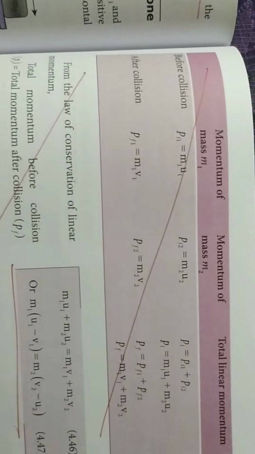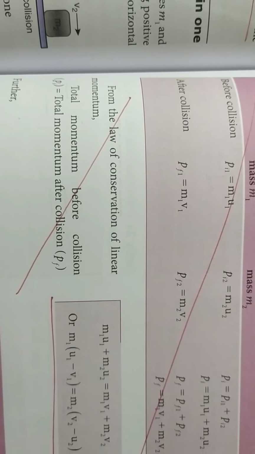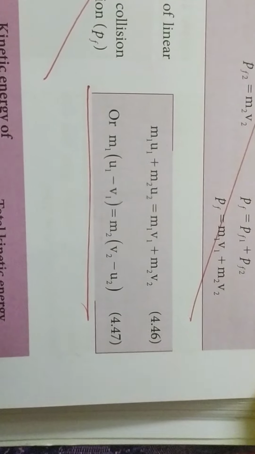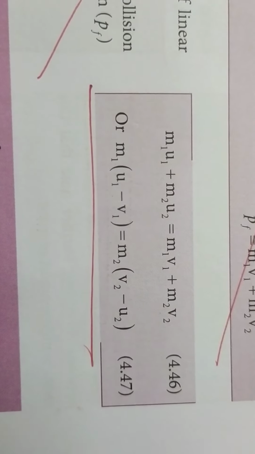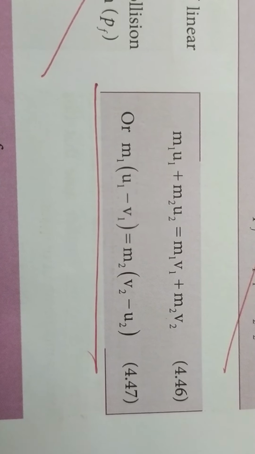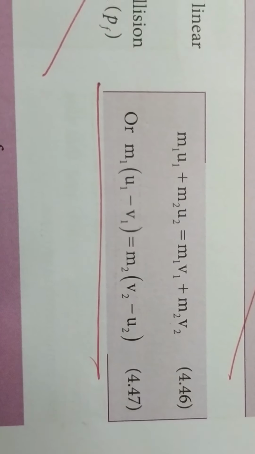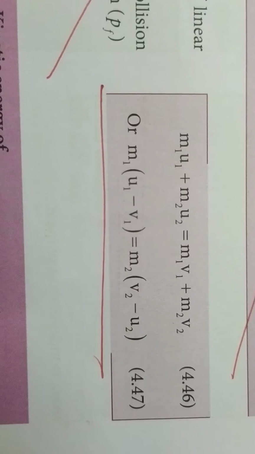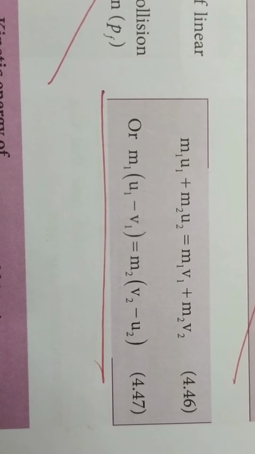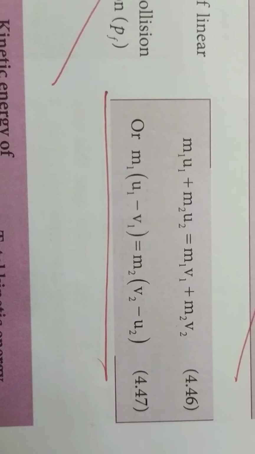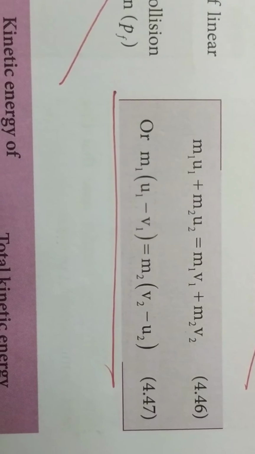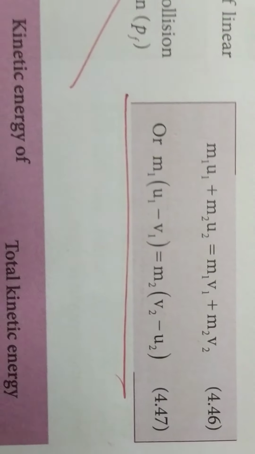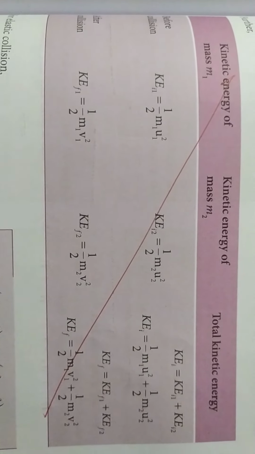When you see this tabular column, you can leave it and just read this equation alone. The left hand side represents the total linear momentum before collision, so m1 u1 plus m2 u2 is equal to the right hand side, the total linear momentum after collision, that is m1 v1 plus m2 v2. Take m1 outside and also m2 outside, and you will get this equation. You needn't study this tabular column.